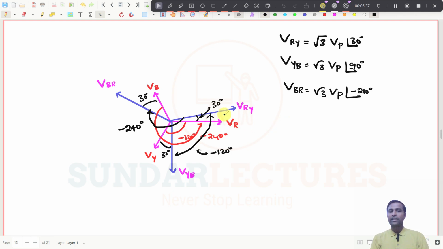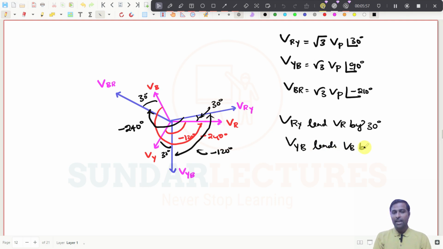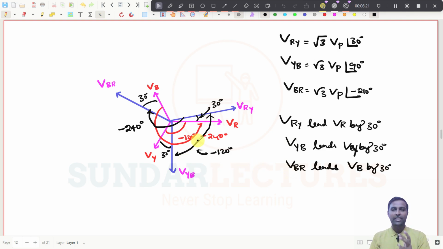VRY leads VR by 30 degree. That is the point you have to understand. And likewise, VYB leads VY by 30 degree. Again 30 degree. Then VBR leads VB by 30 degree. And what is the angle between these two and these two? That will be 120 degree everywhere. You see, line voltages will always have 120 degree apart. And from the reference, it will be minus 120 degree and minus 240 degree. That is the whole idea you have to understand.